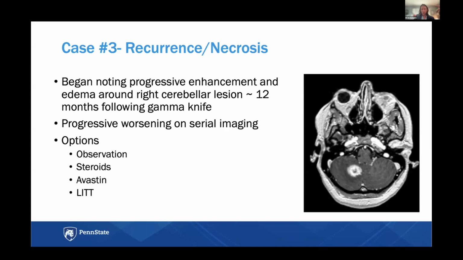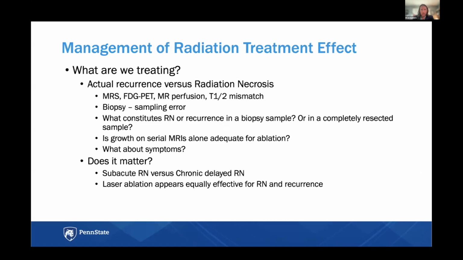We all know the risks of long-term steroid use, particularly in the setting of patients who are getting immunotherapy and the need to get off those medications, and the potential risks of Avastin. And so we asked ourselves, well, what are we treating? Are we treating recurrence? Is it radiation necrosis? We heard the lecture earlier about utilizing a variety of radiology modalities to try to determine that: perfusion, spectroscopy, PET scans. But even with that, it's challenging. Biopsy, even unto itself, has a risk of sampling error. And so is it growth on serial imaging alone? The symptoms matter, where all these things come into play.